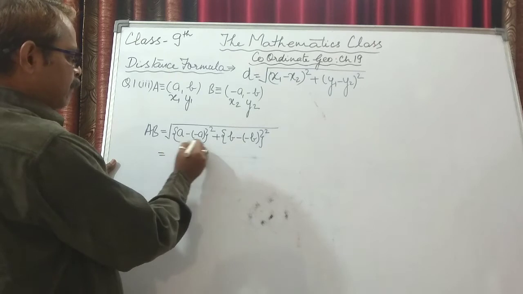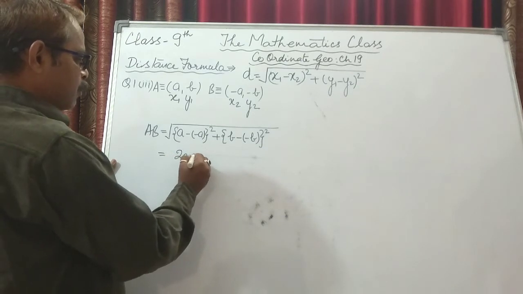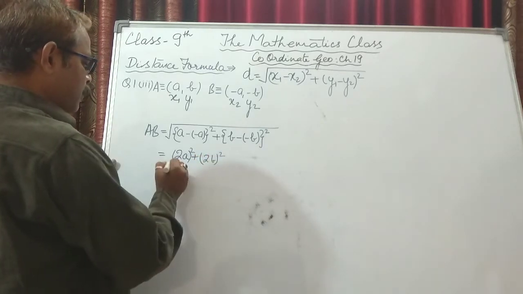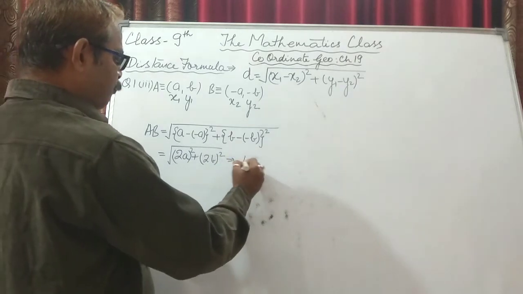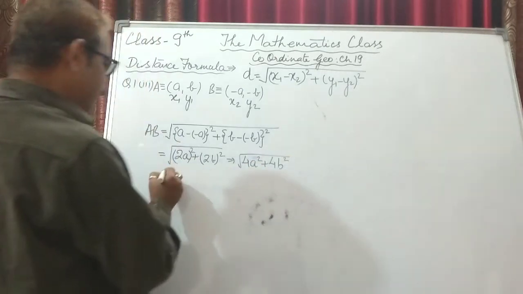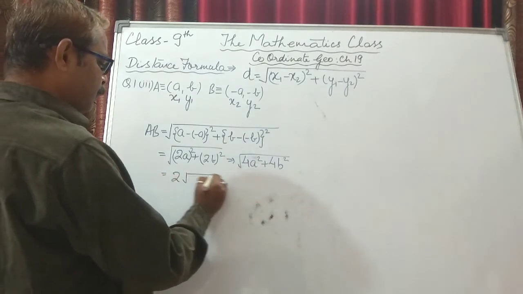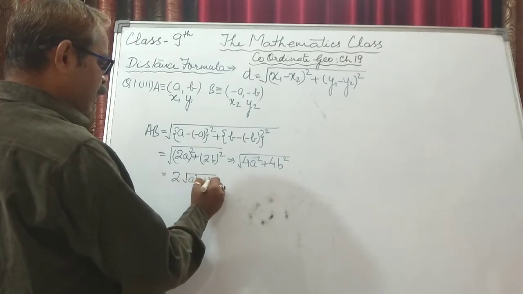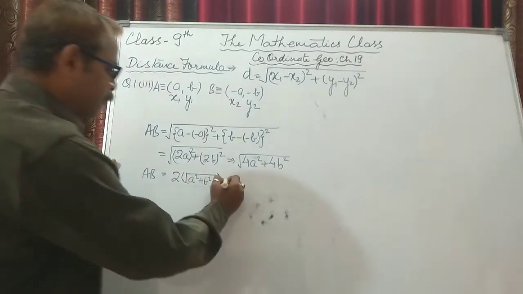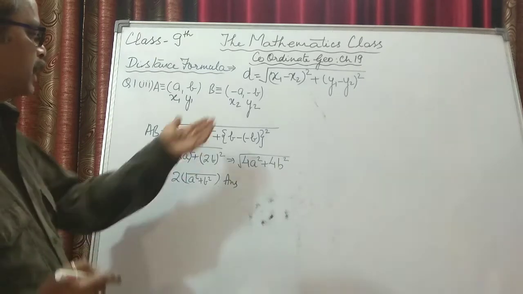Now when you solve it out and open the brackets, A minus minus A will become plus, so this becomes 2A whole square plus 2B whole square. Now this can be written as 4A square plus 4B square under root. We take 4 common, and that 4 will come out of the root. So it becomes 2 times under root A square plus B square. This is the distance between the two points, that is the final value. If you remember the formula, then only calculations are left.